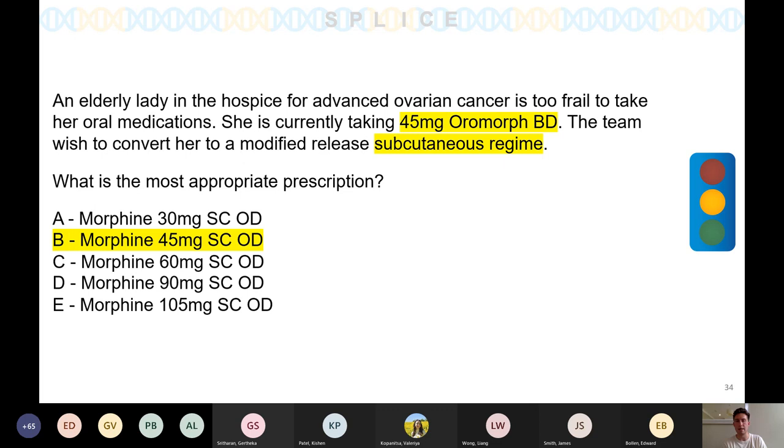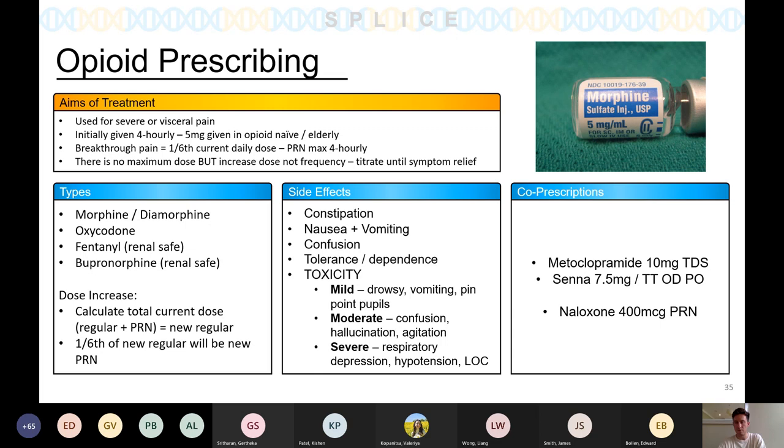So this is just a summary of opioids and what I think is useful to know. The key points here are which opioids are safe in renal failure, most notably fentanyl. And then in terms of side effects, constipation is the key one, and it happens in almost every patient receiving opioids. So therefore, the most important co-prescription is a laxative, such as Senna. Nausea and vomiting is also a common symptom, so metoclopramide is a good antiemetic to go with your opioid prescription.